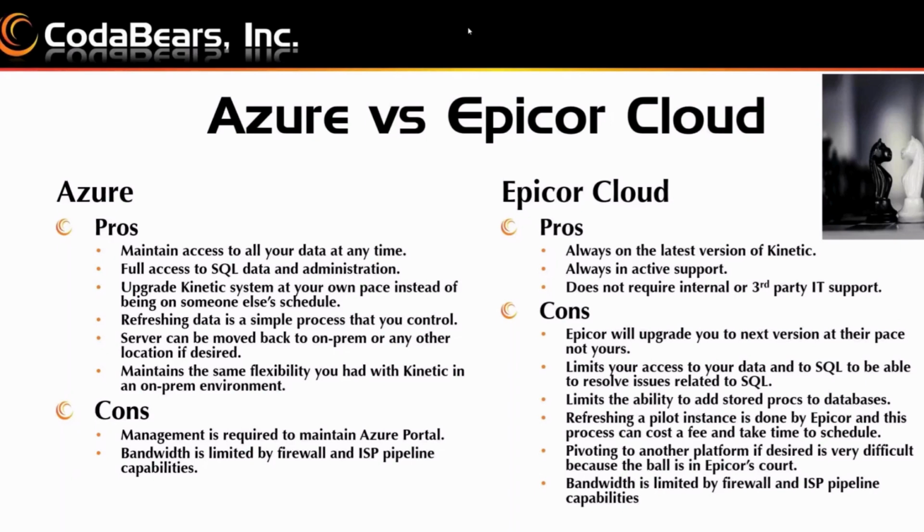Servers can be moved back to on-prem or any other location if desired, whenever you want. You just basically migrate it back to on-prem if you desire, if it isn't working out. It's a simple, flexible step that you can do. You can reverse it easily if you've moved to Azure and you want to move back. And it also maintains the same exact flexibility that you have with Kinetic in an on-prem environment, which is a big plus to Azure Cloud.